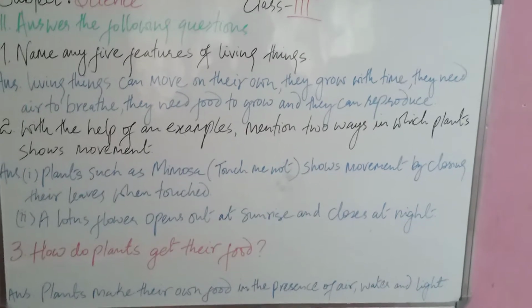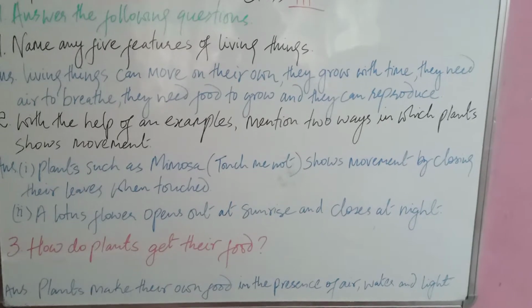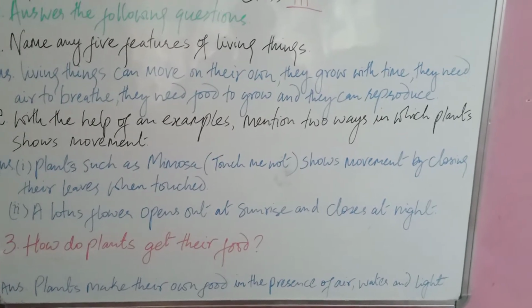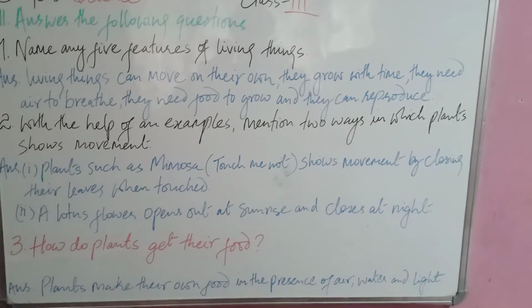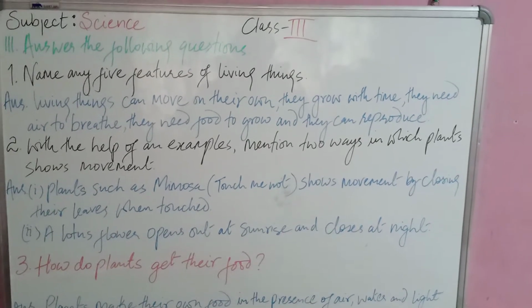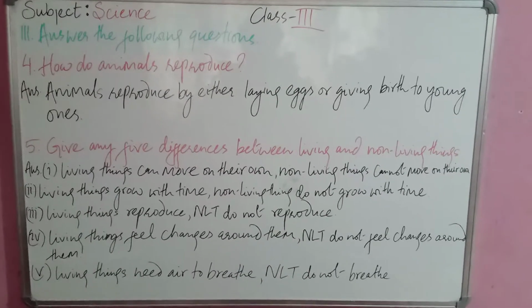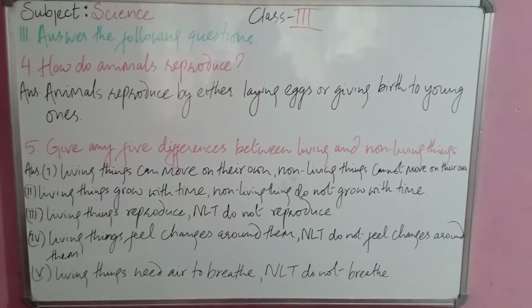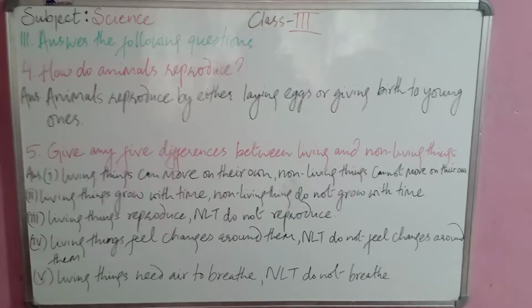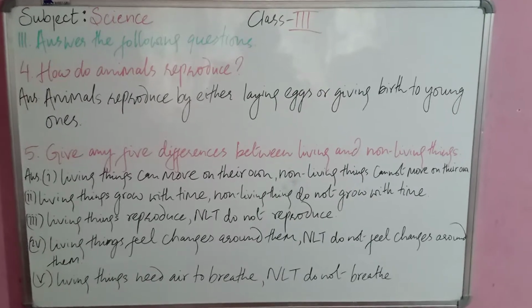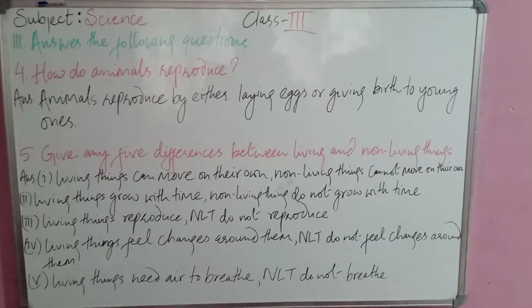Then we have question number 3: how do plants get their food? So write plants make their own food in the presence of air, water and light. Okay. So moving on with the next question. So after this we have question number 4: how do animals reproduce? So you have to write animals reproduce by either laying eggs or giving birth to the young ones.